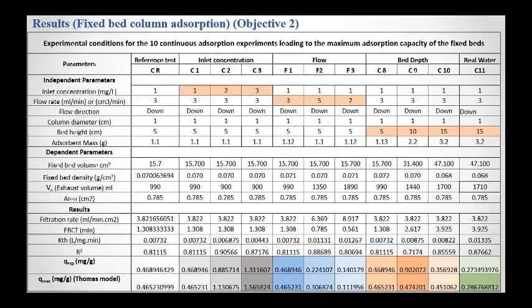Here, we calculated the adsorption capacity experimentally and through the model, and we can see that with higher concentration, the adsorption capacity was high, both experimentally and in the model. On the other hand, we did a bed depth study on the adsorption capacity, and we found these adsorption capacities in all the conditions. And this was the adsorption capacity of real water.